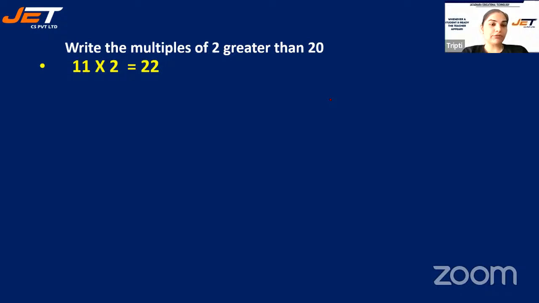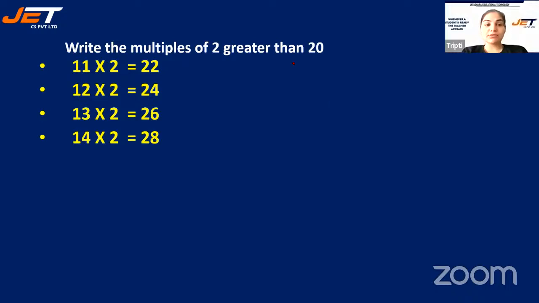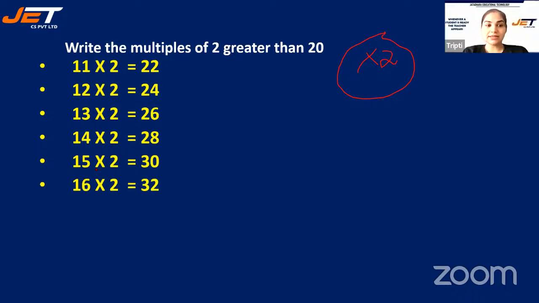So let's see. 11 times 2 we'll do. If we do that, we'll get 22. 12 times 2, 24. 13 times 2, 26. 14 times 2. So if you see this times 2, what is times 2? Times 2 means the double. Times 2 means the double of that number. 15 times 2 means the double of 15, which is 30.